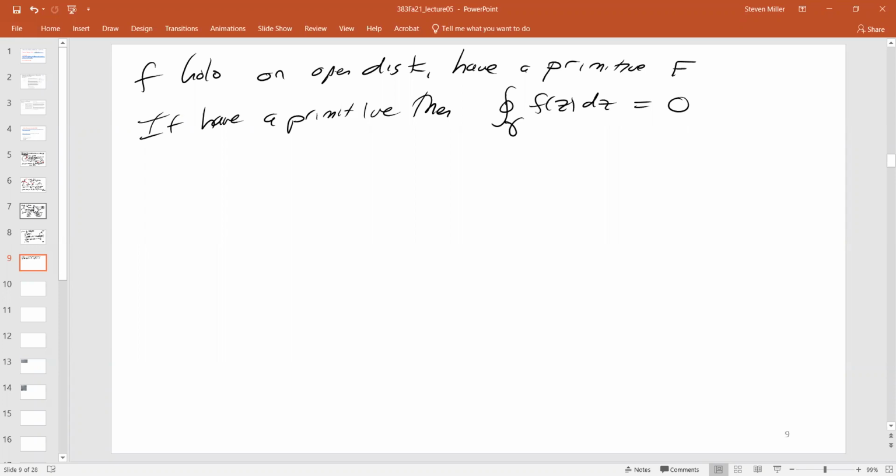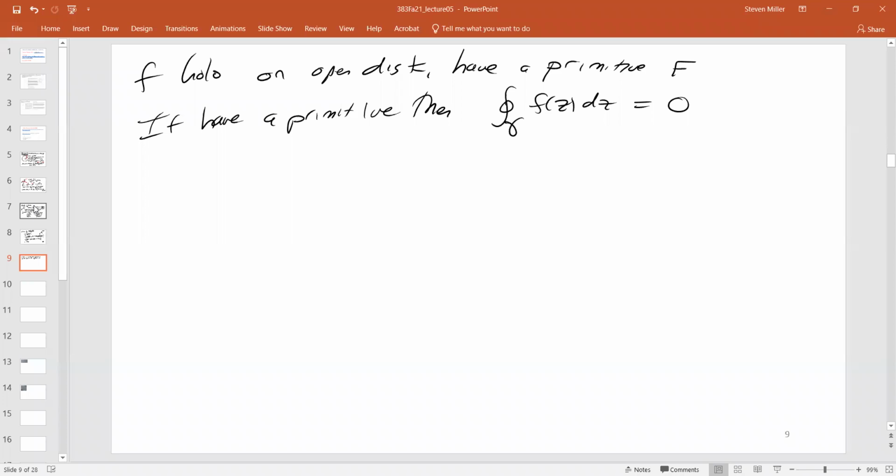Okay, so we've shown earlier that if we have a primitive, then the integral over a closed curve is 0. We showed that earlier. And what we've just shown now is that if you're holomorphic, you have a primitive. Does this mean that the integral along any closed curve is 0?